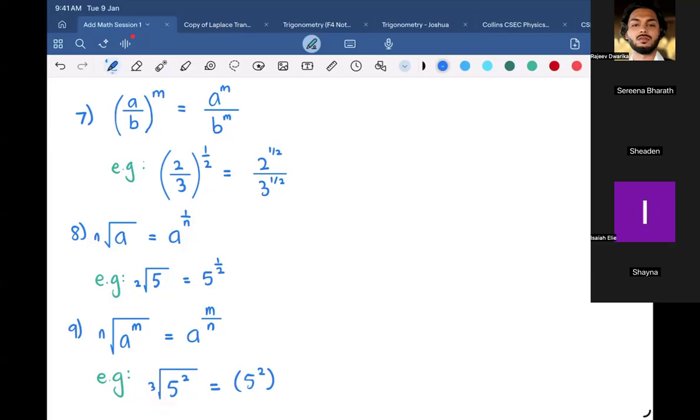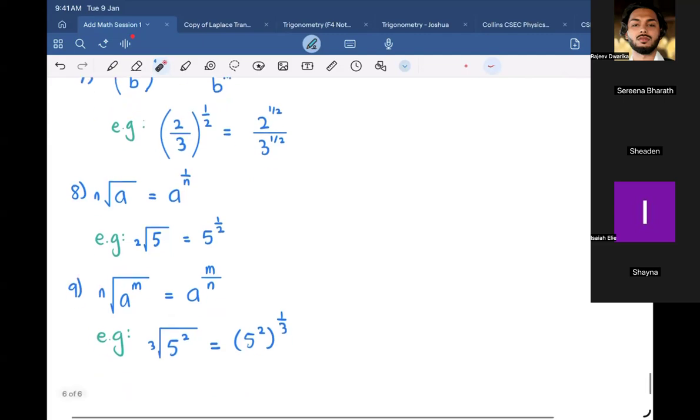1/3. 1 over 3, yes. So I know it's a lot and it's looking like a lot. Things went crazy fast, but look at it. If you have the square root, it will be 1 over 2. If you have the cube root, it will be 1 over 3. If you have the fourth root, what do you think that will be? 1/4. Right, so you get the memo, right?